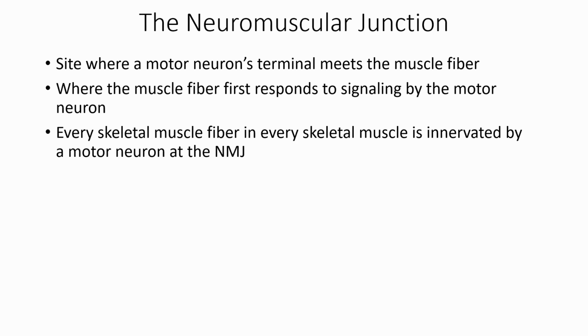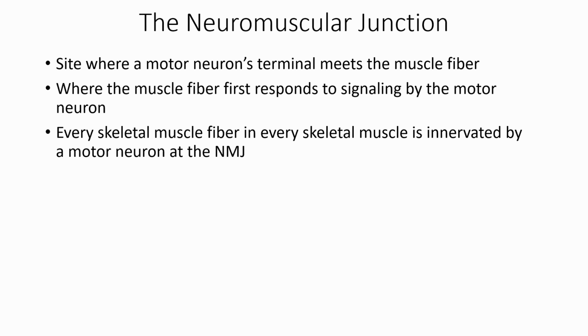In particular, where the axon terminal of a motor neuron, which is a neuron that communicates messages for output, right? This motor neuron's axon terminal is going to come into connection with the muscle fiber. And so the muscle fiber is going to first respond to signals sent by the motor neuron. So the motor neuron can excite that muscle fiber so that the muscle fiber can contract. Every single skeletal muscle fiber we have in every skeletal muscle is innervated by one of these motor neurons at what we call the NMJ, or the neuromuscular junction.